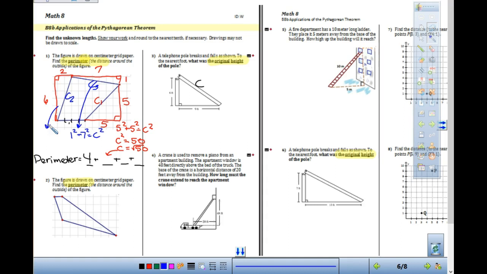Please turn and look at number 3. Amy, when you read number 3, what does it tell us to find? The original height of the pole. So, what's the part of the pole that we know? No, we know how tall it is so far where it broke, right? Right here it broke and it was how tall? 6 feet.